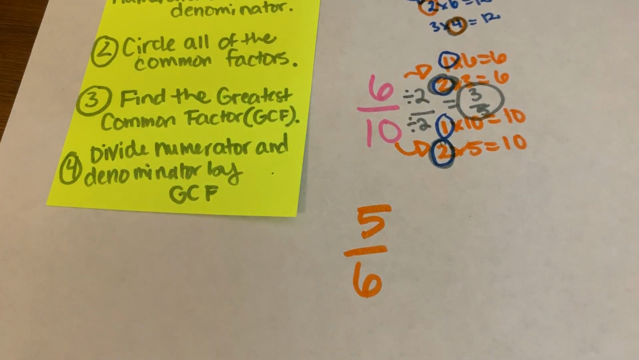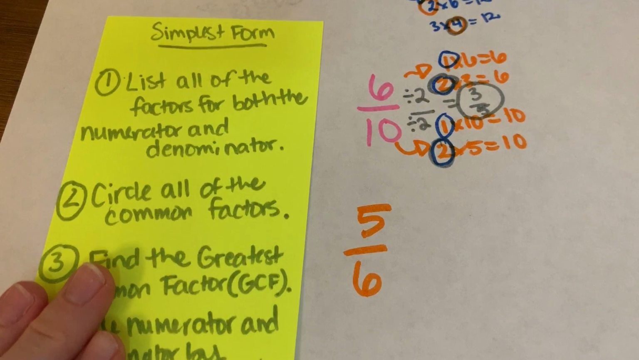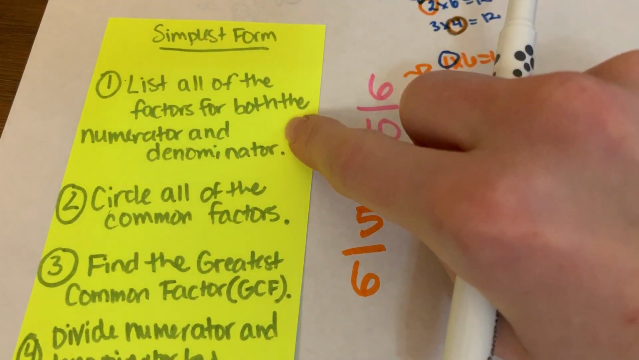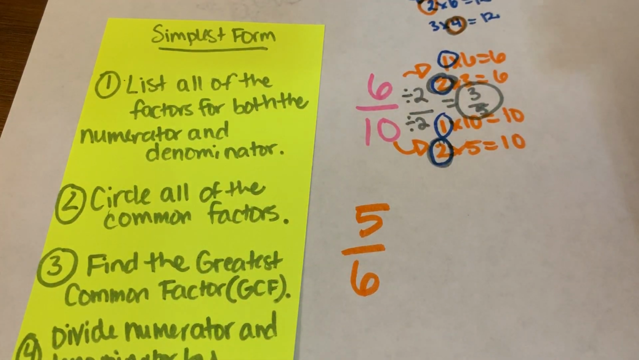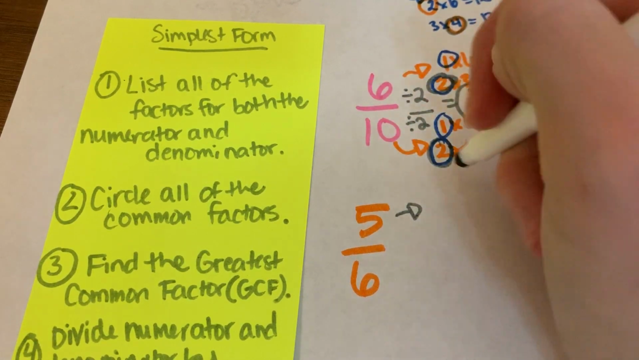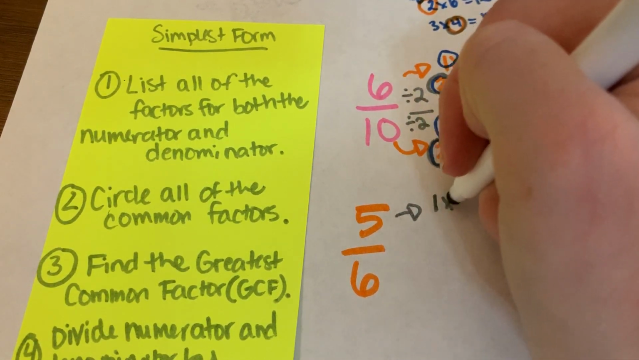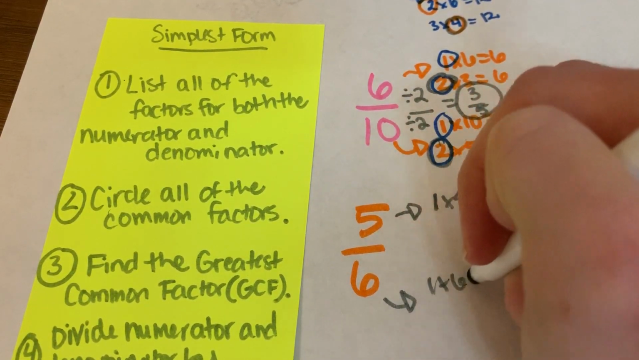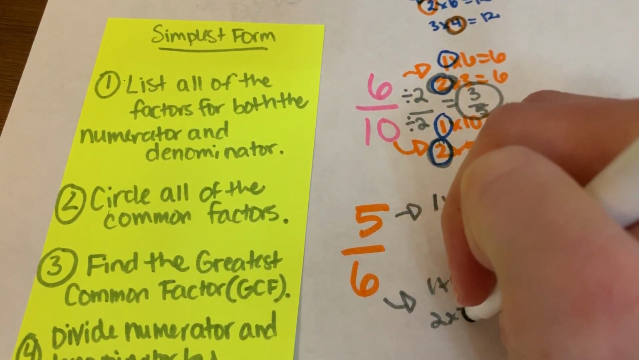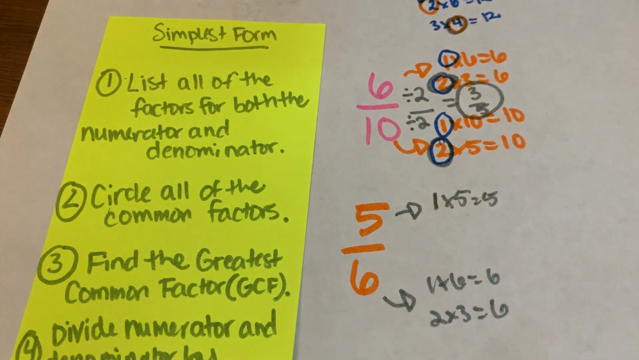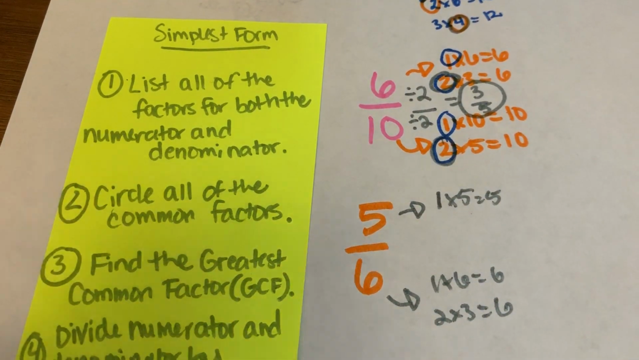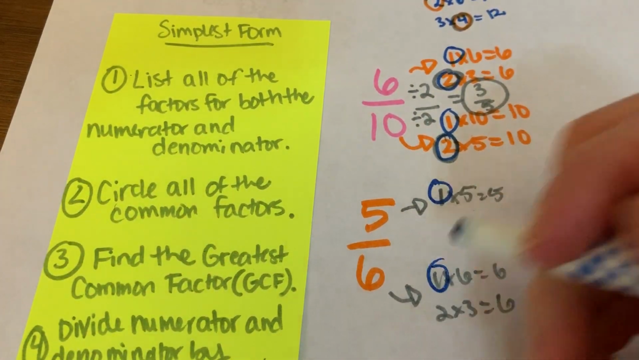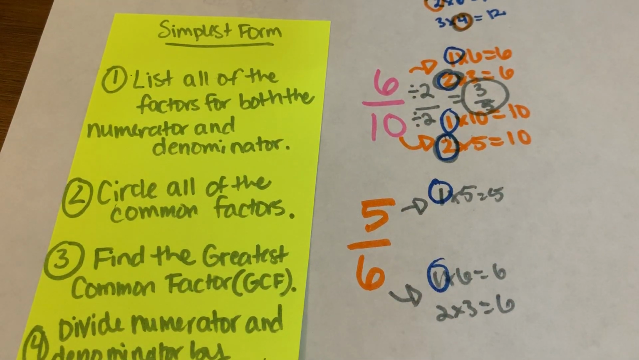5/6. Go ahead and put 5/6 in simplest form. All right, step 1, list all the factors for both the numerator and denominator. Okay, 1 times 5 equals 5, that's it there. And 1 times 6 equals 6, and 2 times 3 equals 6. Okay, next, circle all the common factors. 1, 1. Find the GCF.